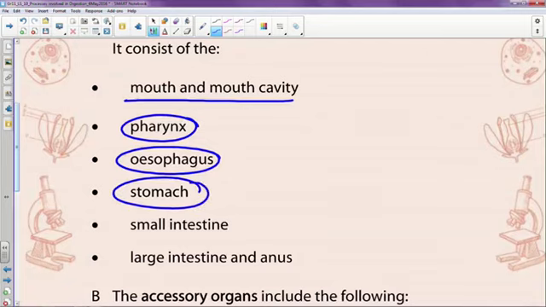The stomach is the organ which produces the gastric juices that play an important role in the digestion of the large polypeptides, breaking them down into smaller polypeptides.